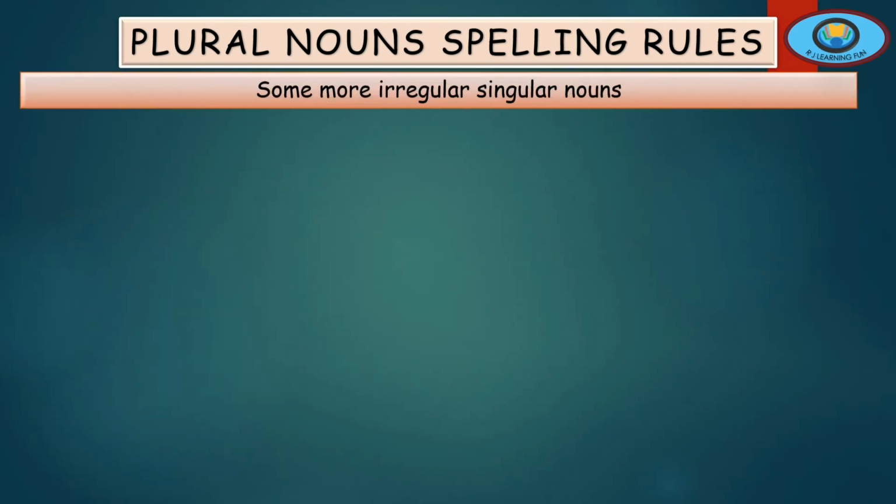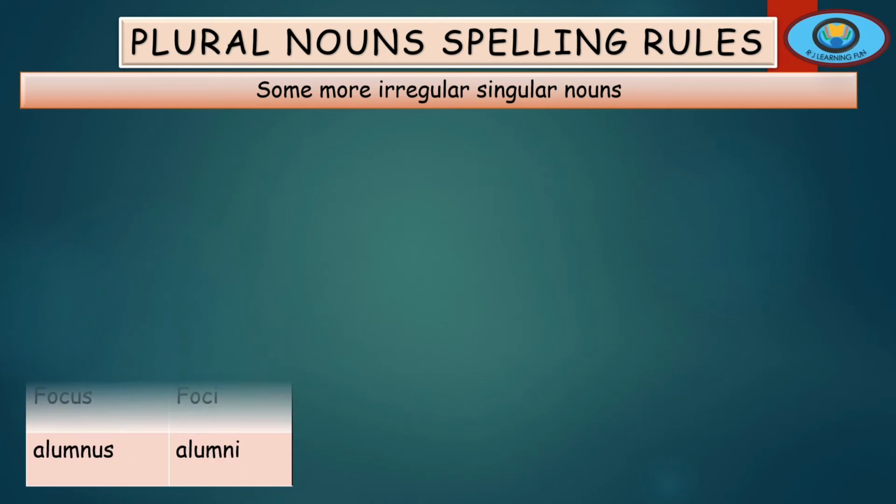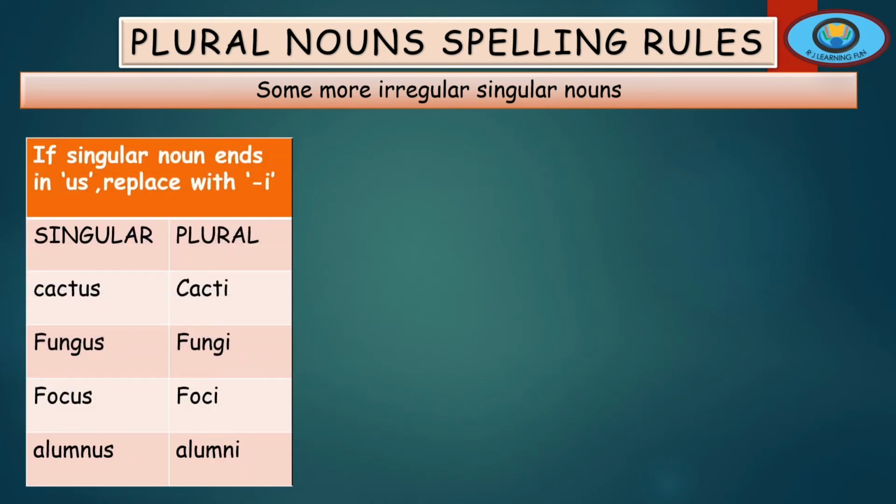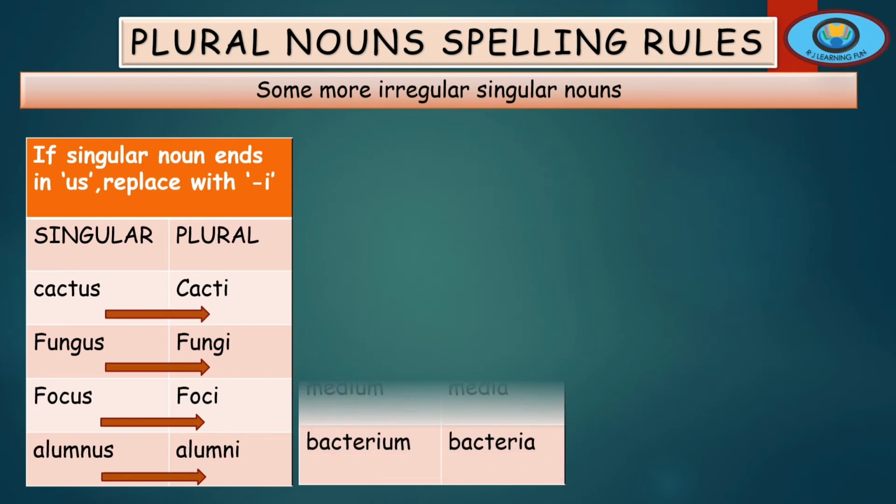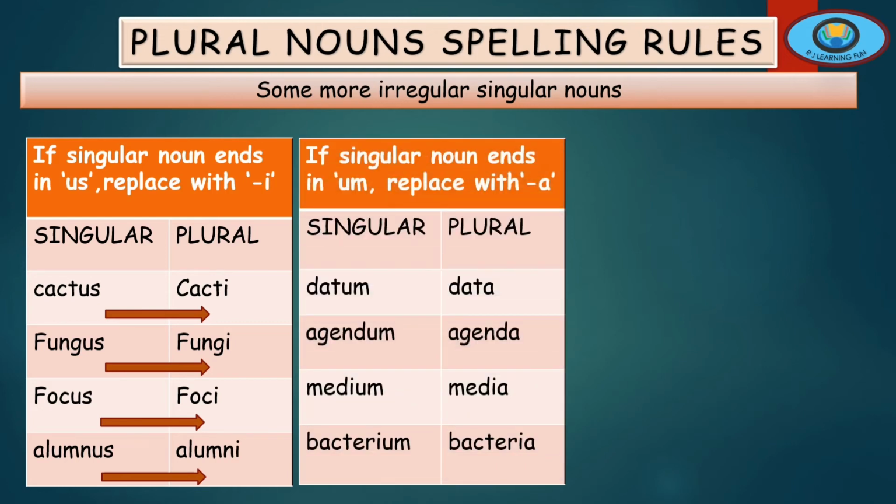Here is a list of some more irregular singular nouns. If a singular noun ends in US, replace it with I. For example, cactus, cacti; fungus, fungi; focus, foci; alumnus, alumni. And if a singular noun ends in UM, replace it with A. Datum, data; agendum, agenda; medium, media; bacterium, bacteria.